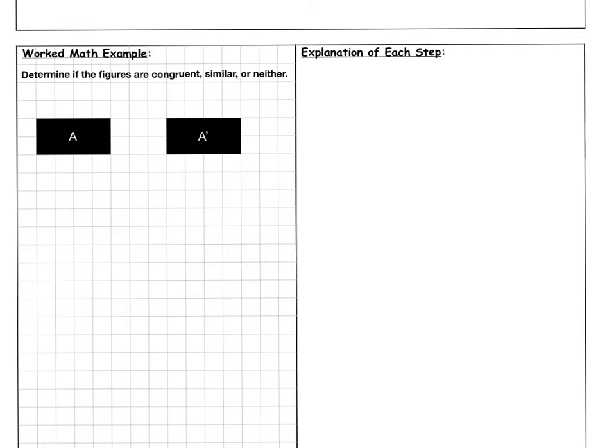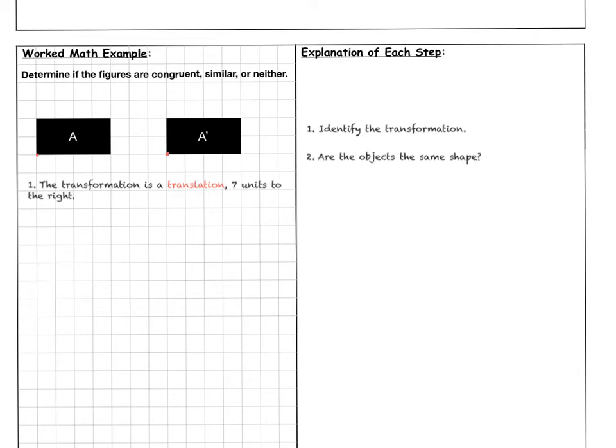So again, the first thing that we need to know is identify the transformation. So to make sure, again, we're going to put a dot in the bottom left, and then we're going to do it also on the prime figure. To know how many units you're moving, you're going to count from this point to this point. That means you're going to be moving 1, 2, 3, 4, 5, 6, 7. So again, it was a translation, 7 units to the right.